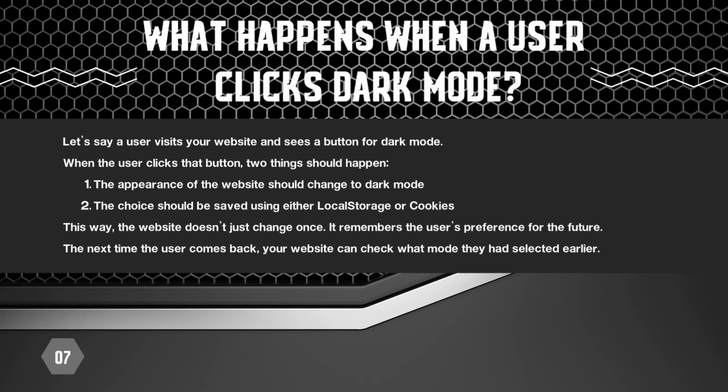Now, let's see what happens when a user clicks on dark mode. When a user clicks on the dark mode toggle button, two things happen. First, the website changes the appearance, dark background, light text. Second, the website needs to save the choice using either local storage or cookies. That way, the website remembers this user prefers dark mode. If we don't save this, the user would have to turn it on every time, which is annoying and not user friendly. Saving the mode makes the website feel smarter and smoother.